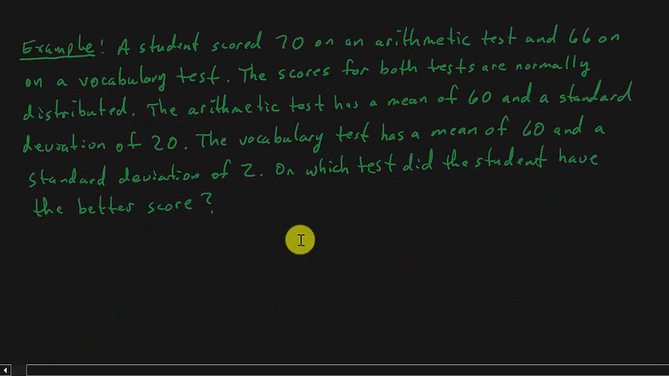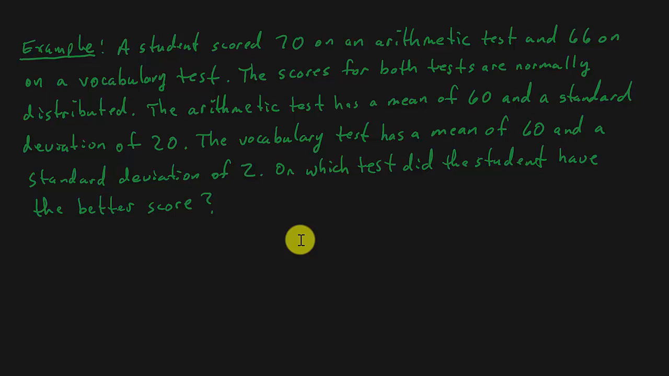All right, so let's look at this next example. It says a student scored 70 on an arithmetic test and 66 on a vocabulary test. The scores for both tests are normally distributed. The arithmetic test has a mean of 60 and a standard deviation of 20. The vocabulary test has a mean of 60 and a standard deviation of 2. On which test did the student have the better score?